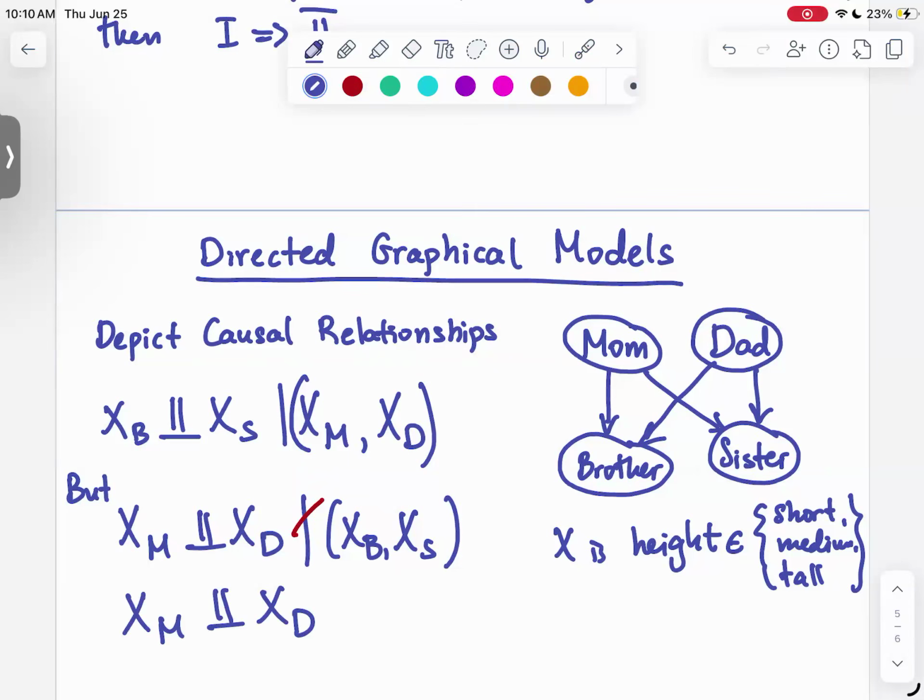Doesn't that also mean they're independent given the height of the brother and the sister? Oh, great question. No, it doesn't, because if you know the height of the mom and you condition on the two siblings, the two children, then you actually can infer something about the height of the father. Because let's say the mom is short, but the two siblings are tall. Then that tells you it's more likely that the father is tall. So it's actually not.